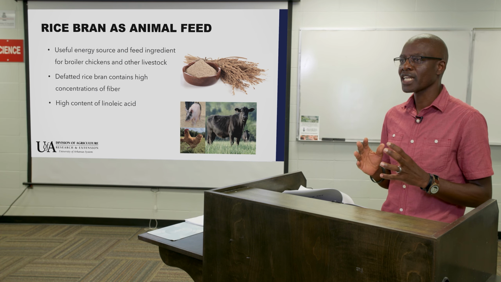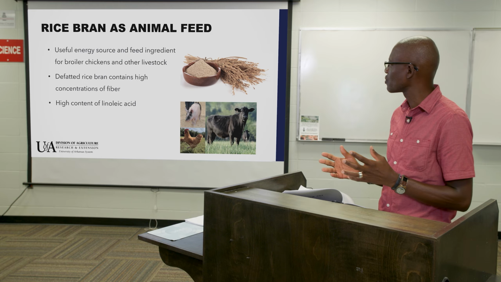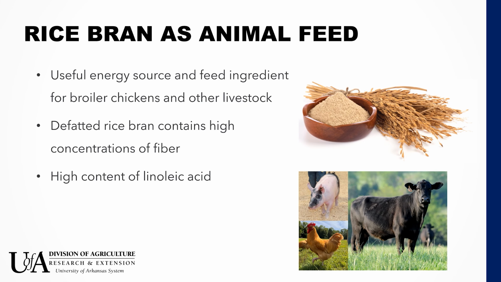Now, there are cases where the rice bran has been used as it is in the animal feed industry. As we know, it contains a lot of lipids, and it's a very useful source of energy. It has been used as an ingredient for broiler chicken. It also has been used in livestock feed systems. Now, defatted rice bran tends to have higher fiber content after removing the lipids. Again, it's known to have a high content of linoleic acid, which is very important in the animal feed sector.